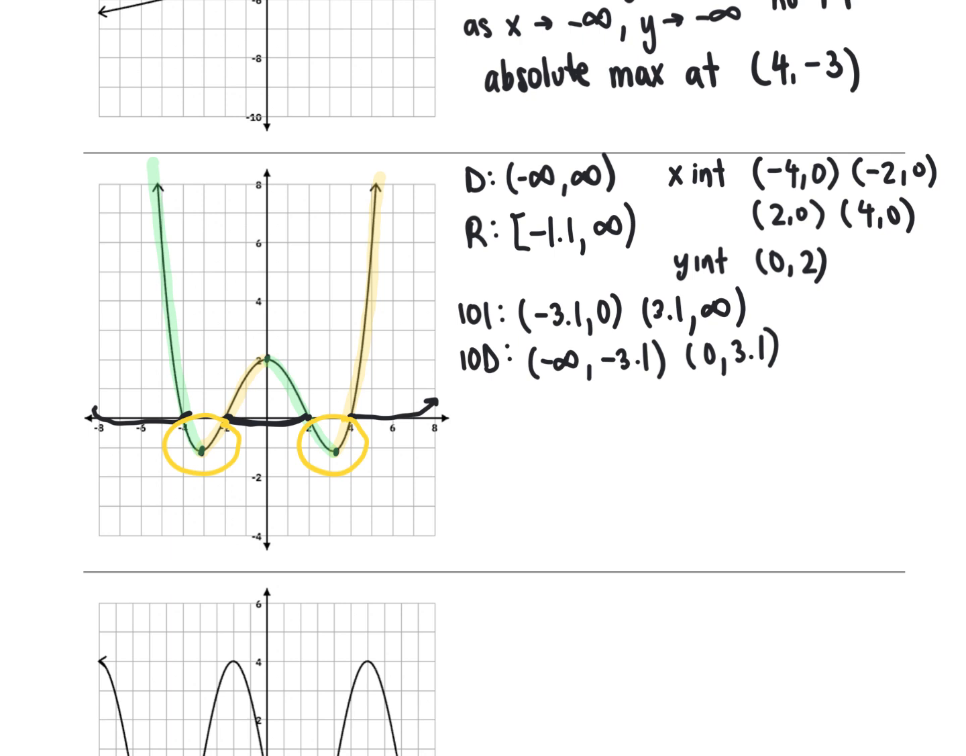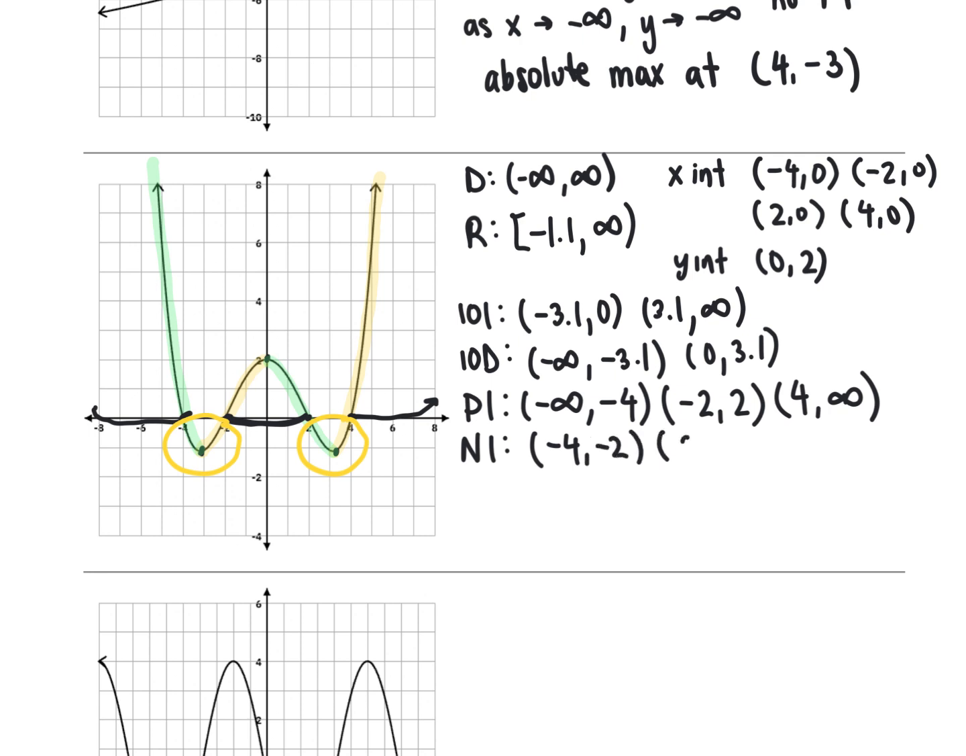So our positive interval, we're looking at -infinity to -4, -2 to 2, and 4 to infinity. And you'll notice the points that I'm using in these intervals are the x-intercepts, because at the x-intercepts is the place where you would have a change from positive to negative. My negative interval from -4 to -2, and from 2 to 4.